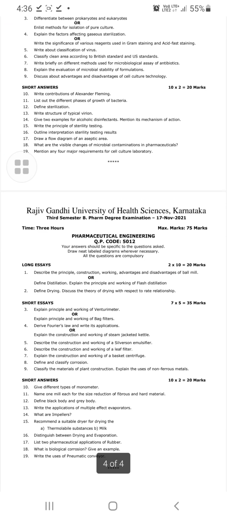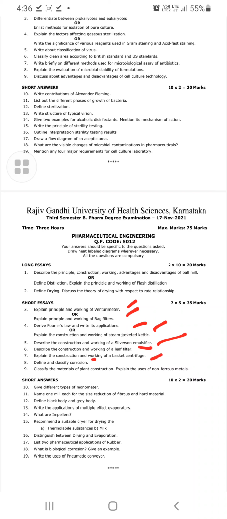Next go for 2021 5 marks. Here you see principle and working of a Venturi meter, very important. Bag filters, then Fourier's law you have to remember, three laws. Construction and working of steam jacketed kettle, and emulsifier, leaf filter, basket centrifuge, super or basket. From these two, one is fixed.